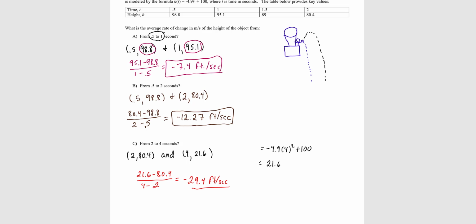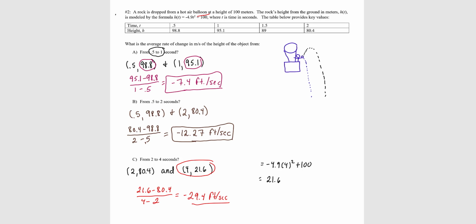Tricky thing is, this point was not in the table. So you had to go back to the problem and notice that they do also give you the equation in this problem. And use this equation to get the 21.6, so you can use the rate of change formula.